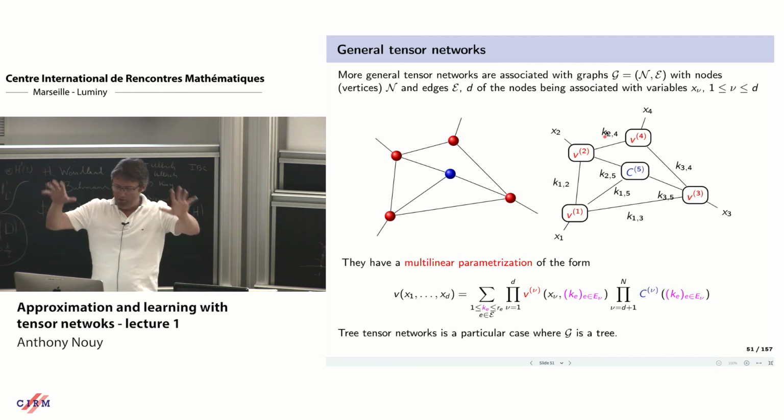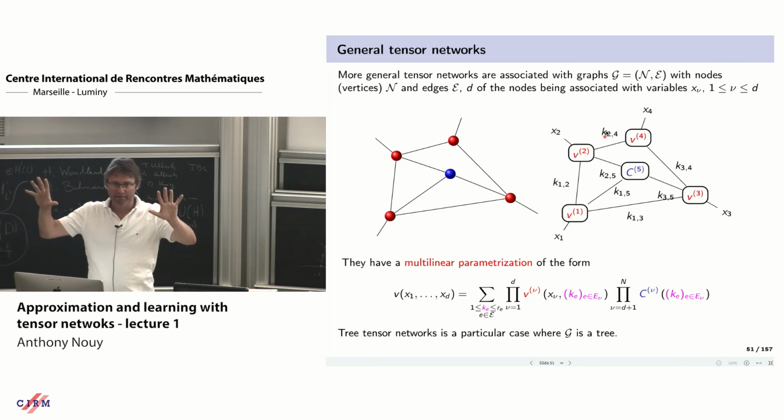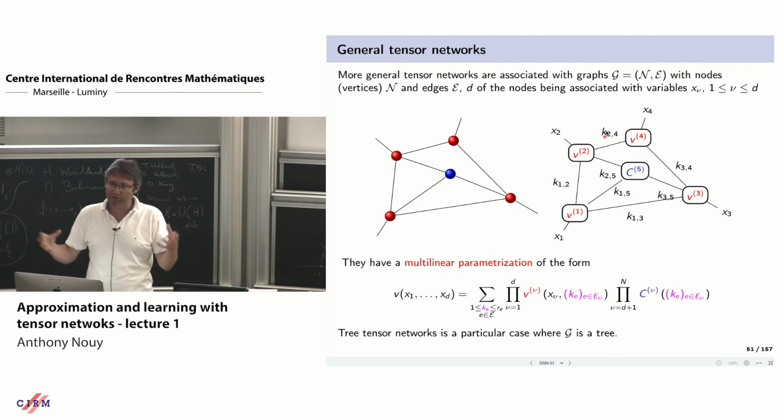If you have a tensor network representing an operator and a tensor network representing a vector, you will have the product, which will be a concatenation of these tensor networks. Yeah.